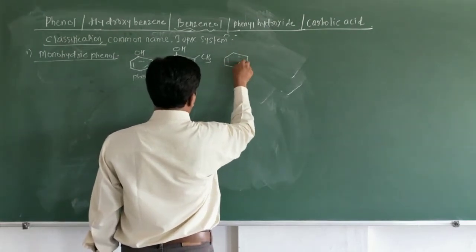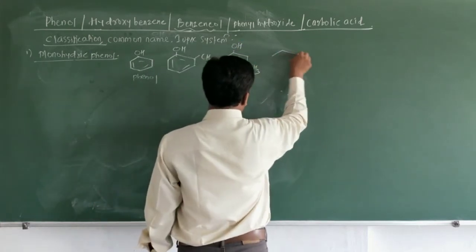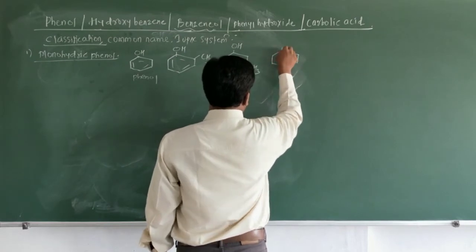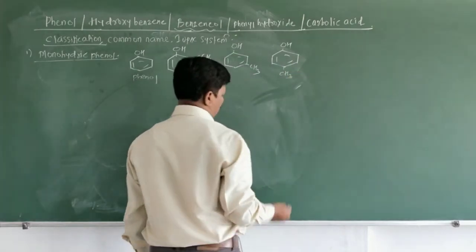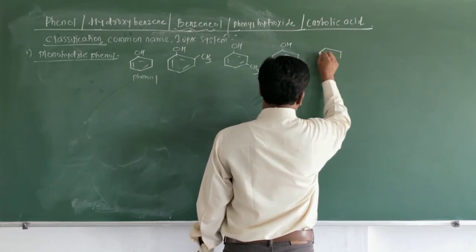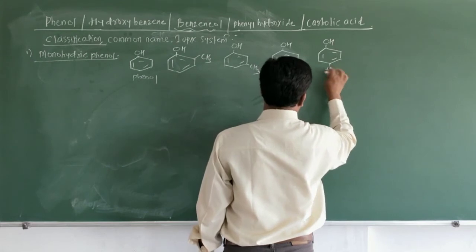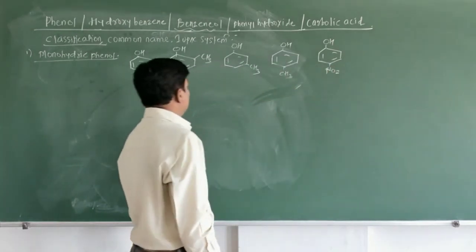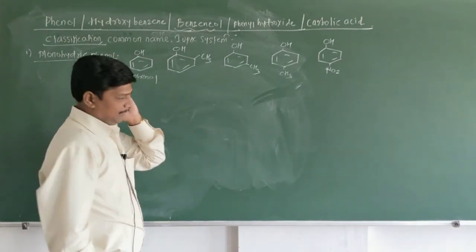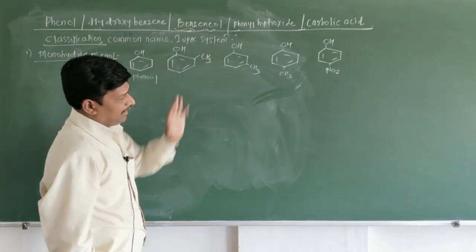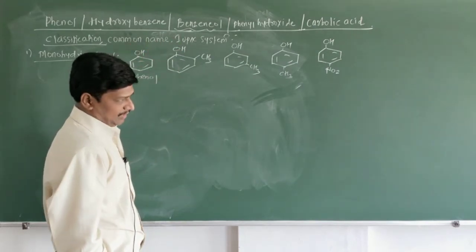And the structures are like this: CH3 here, then the benzene ring, OH, CH3. Now I will take one more example: OH and NO2 here. Now you know what is the meaning of the monohydric phenol. Here I have written some structures. Now see these structures, their common as well as IUPAC names.